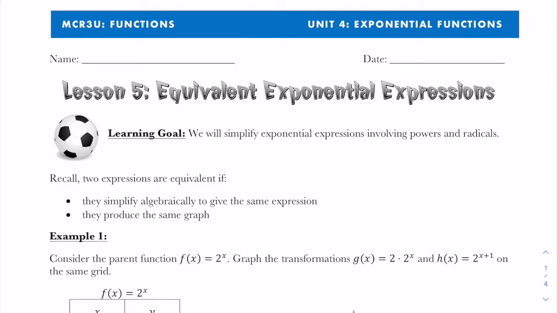Lesson 5, Equivalent Exponential Expressions. This lesson will be about how we simplify exponential expressions involving different powers as well as radicals.